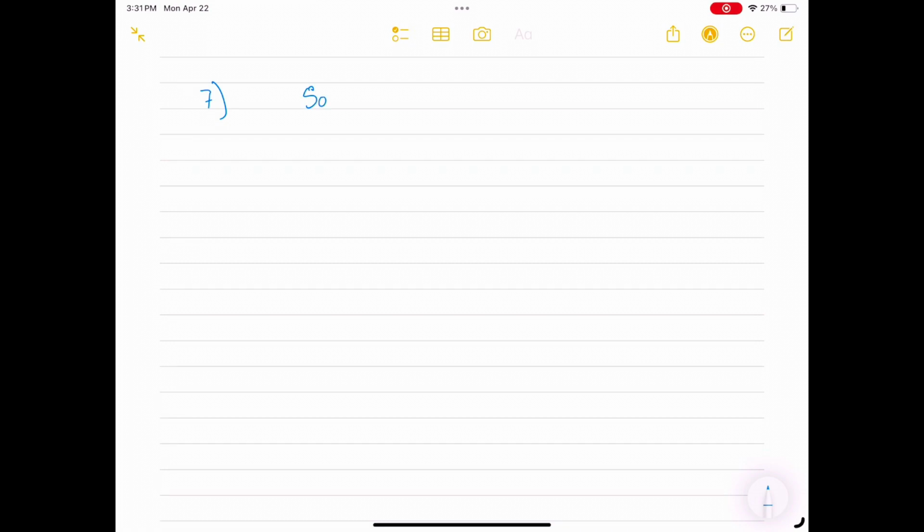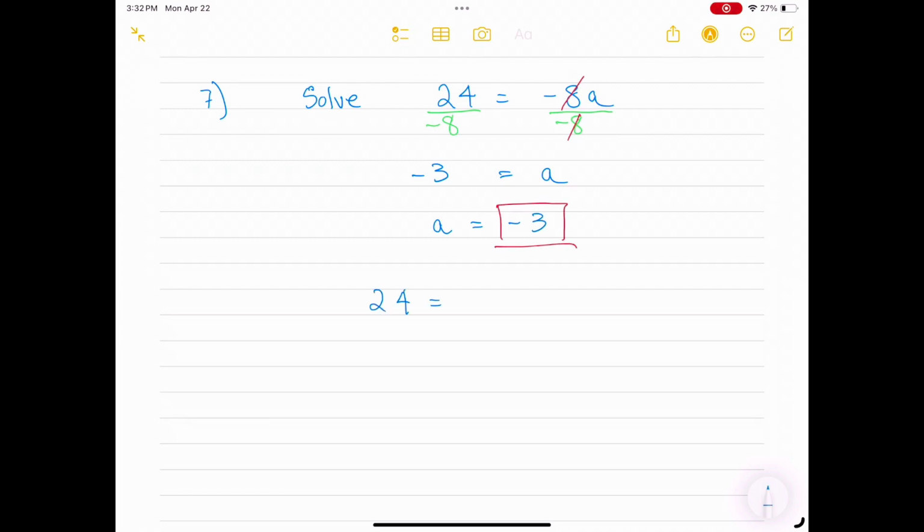Solve 24 equals negative 8a. To isolate the variable a by itself, we need to divide both sides of the equation by negative 8. So on the left-hand side, we have 24 divided by negative 8, and on the right-hand side, we have negative 8a divided by negative 8. On the left-hand side, 24 divided by negative 8 equals negative 3, and on the right-hand side, negative 8 divided by negative 8 is 1 times a, so we have a by itself.